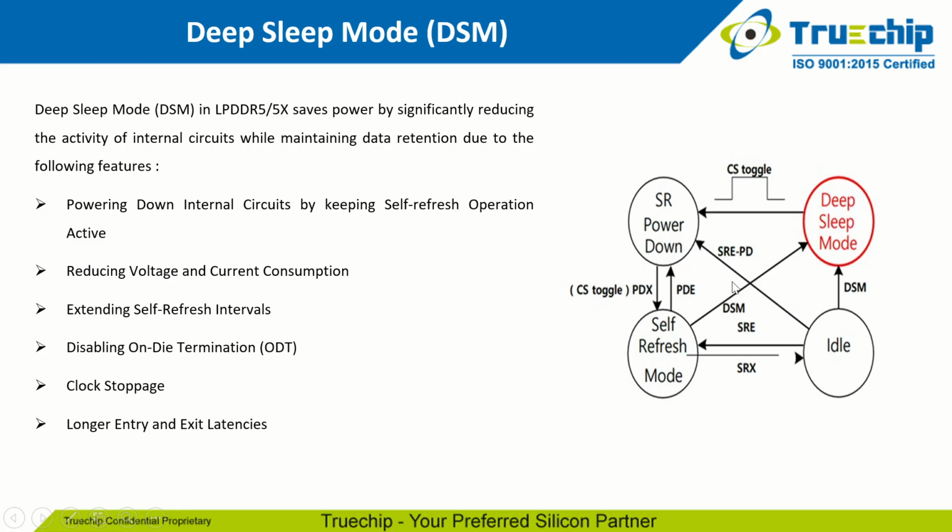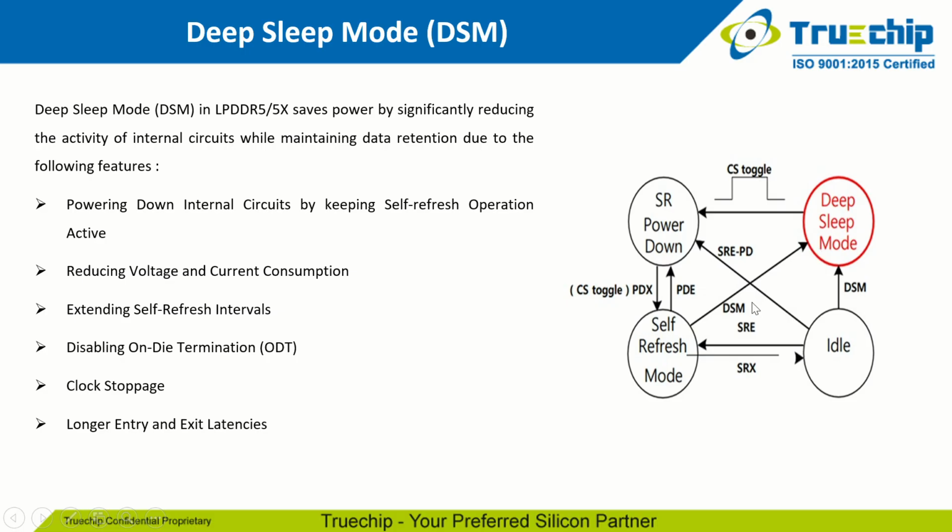Now another state is self-refresh mode. From here it can go to three states. That is, it can come back to the idle state via the self-refresh exit command, or it can go to the self-refresh power down state via the power down entry command, and it can go to the deep sleep mode through the DSM command.